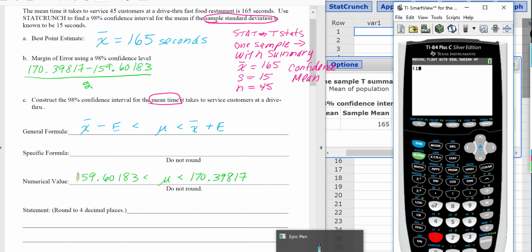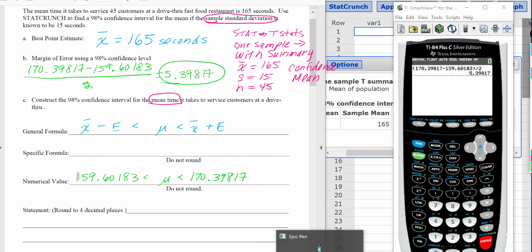Open parentheses, 170.39817 minus 159.60183, close parentheses, divided by 2. We hit enter, and it should give us our margin of error as 5.39817.